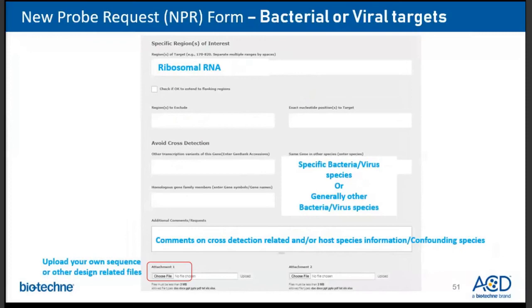And so here, if you're interested in using a bacterial or viral probe, you also provide any confounding species that you would like us to avoid, or any other closely related viral species or bacterial species that you would like us to avoid. For instance, you will put that information here and provide any cross detection or any other accession numbers that you would like us to avoid in the additional comments.